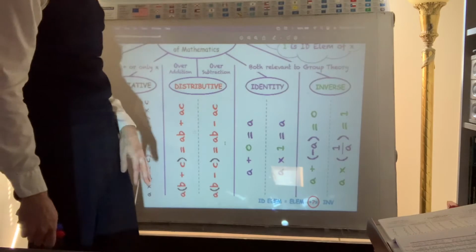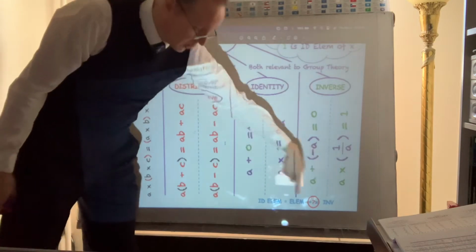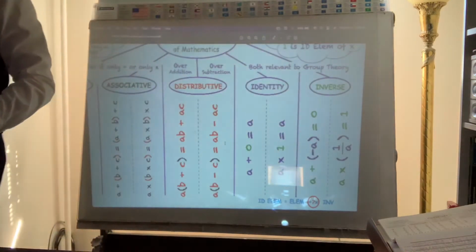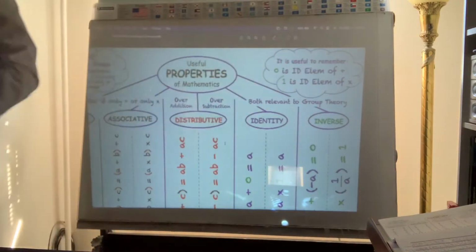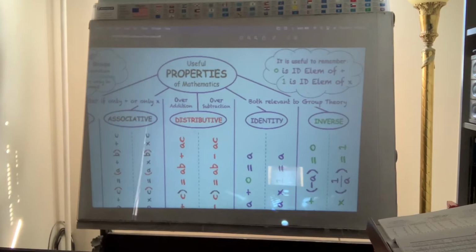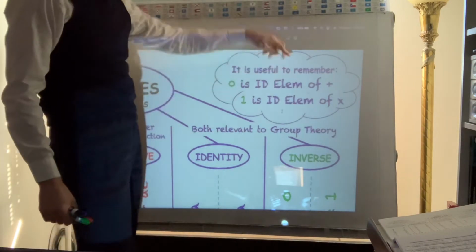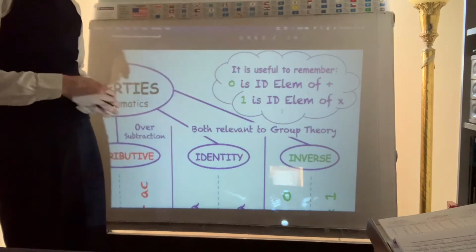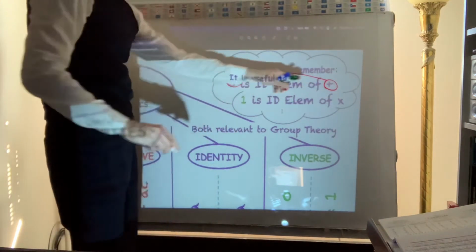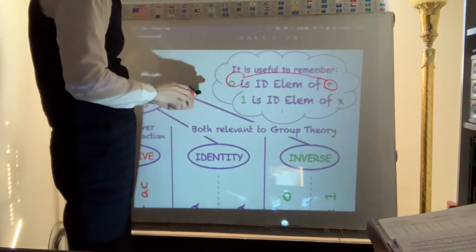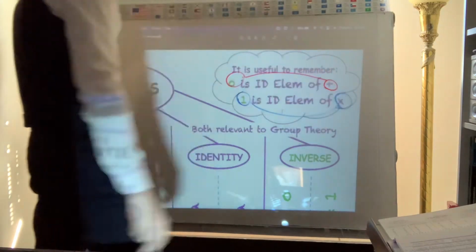Okay? Now, what's going to be important, again, for our sake, is what is written up in the cloud here and what I put adjacent here. Let me go to the cloud for a moment, the thought balloon. All right? It is useful to remember, is that visible? I think it is, but let me just zoom a little bit. All right? It is useful to remember that 0 is the identity element when you are dealing with an operation of addition, right? And 1 is the appropriate identity element when you are dealing with multiplication, okay?